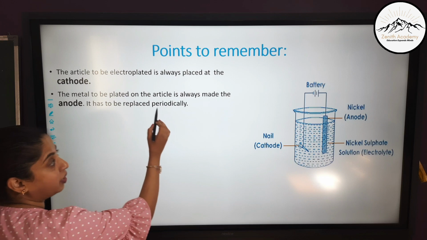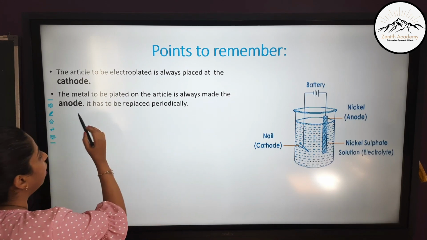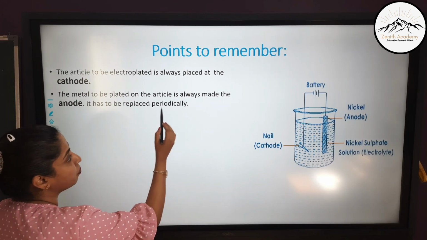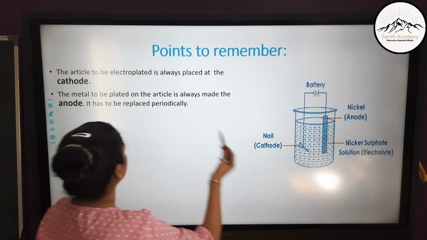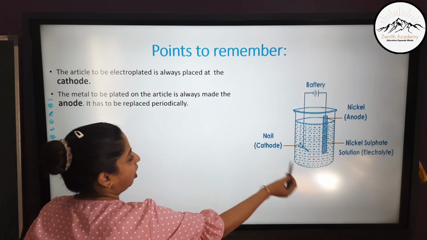The metal to be plated on the article is always made anode. It has to be replaced periodically. Anode is made up of the metal which we want to electroplate on this article.